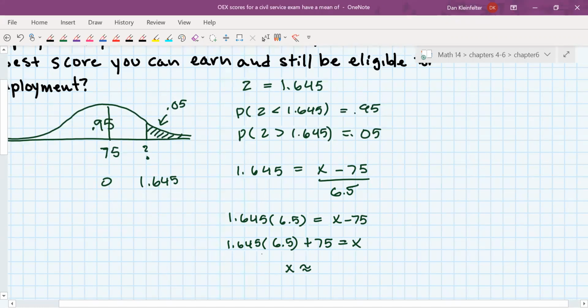All right, and that looks like about 85.7 for our cutoff score. If someone scores an 85.7 or higher, they will be in the top 5%.